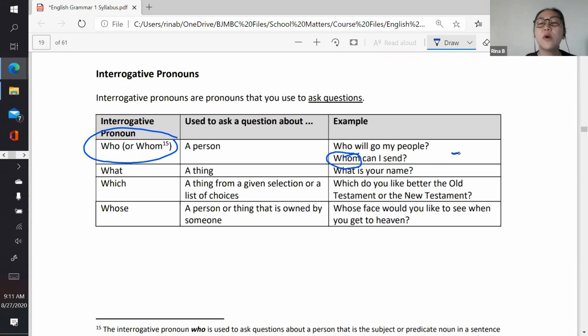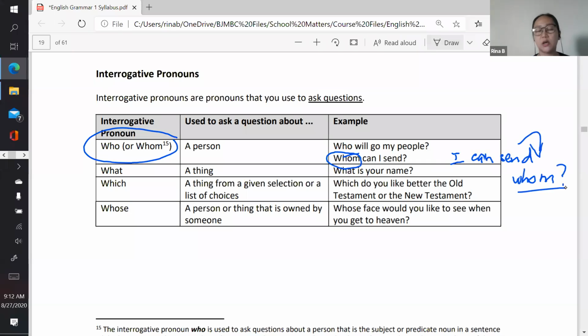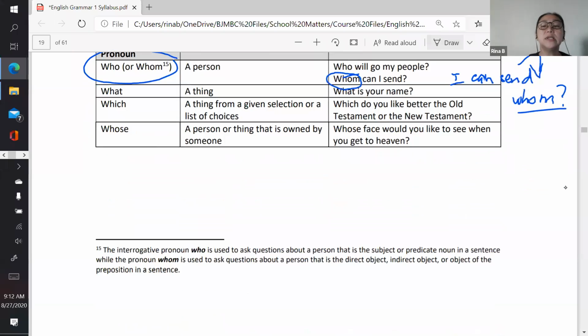Because if we want to see why this is the direct object, we can say, I can send whom, something like that. So send what or whom? The word whom is your direct object because it answers the verb send. Okay, so again, these are just reviews of what we talked about last Tuesday.